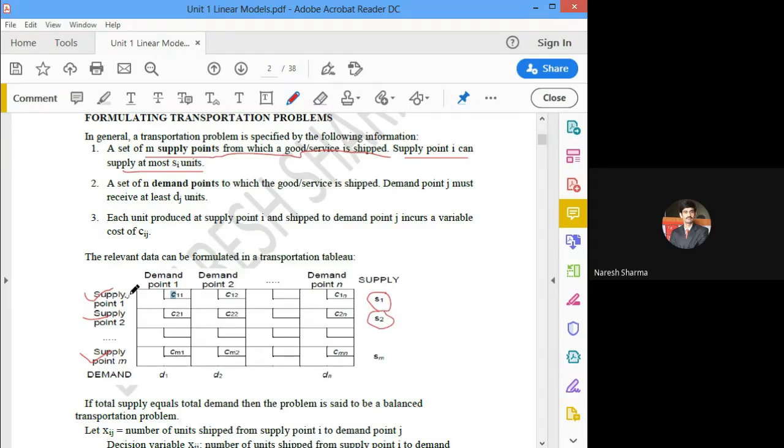First point has the capacity, that means this particular factory has the capacity to supply S1 number of units. Similarly, supply point 2, which means factory 2, has capacity to supply S2 number of units of products.